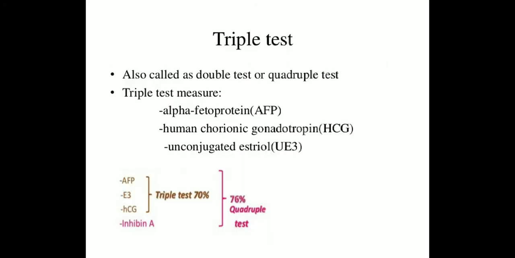The triple test is also done quite often nowadays. It is also known as the double test or quadruple test. The triple test is actually a combination of three tests: alpha fetoprotein, human chorionic gonadotropin, and unconjugated estriol. So these three tests combine to make the triple test.